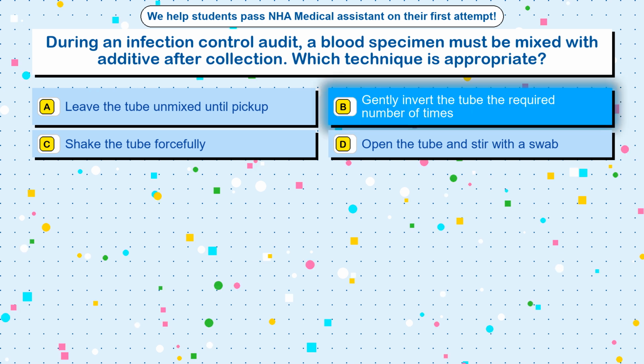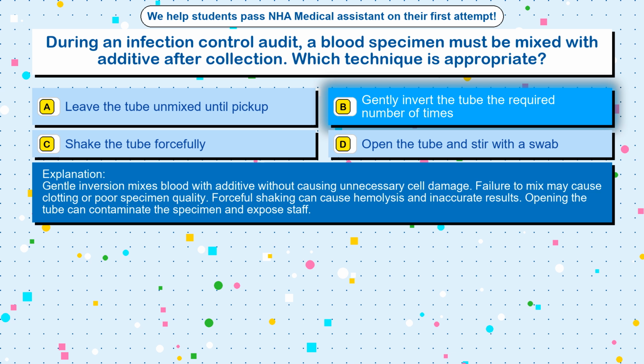The correct answer is option B. Gently invert the tube the required number of times. Gentle inversion mixes blood with additive without causing unnecessary cell damage. Failure to mix may cause clotting or poor specimen quality. Forceful shaking can cause hemolysis and inaccurate results.